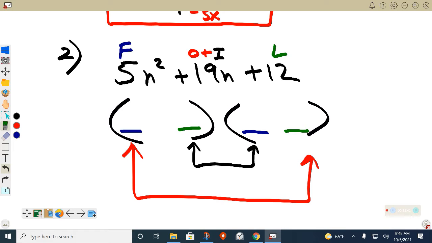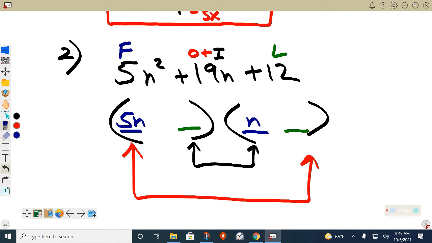Start with the first. Again, 5. That's a no-brainer. There's only one possible pair of factors, 1 and 5, right? So I'm going to go 5n here, times a 1n. That's easy. Makes life easy when there's only one pair of factors. Okay, we're good there. That takes care of the 5n.